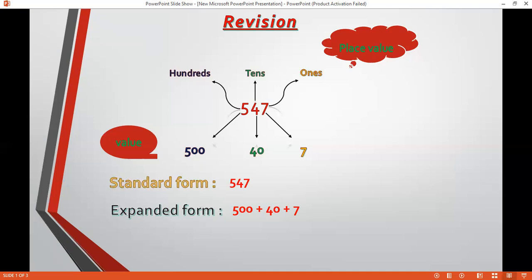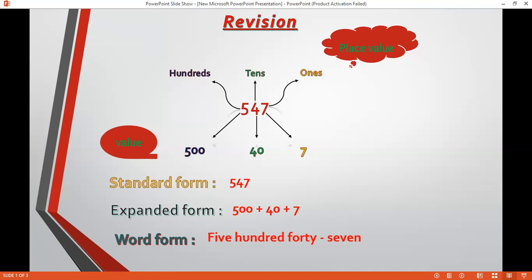So when we're talking about standard form, it will be the actual number. When I'm talking about expanded form, you separate each digit, tell me the value, and then add it all together. What about the last thing that we have? Word form. When I'm talking about word form, you just want to write the whole number as letters, as words. So it will be 547, like here, I just wrote it.